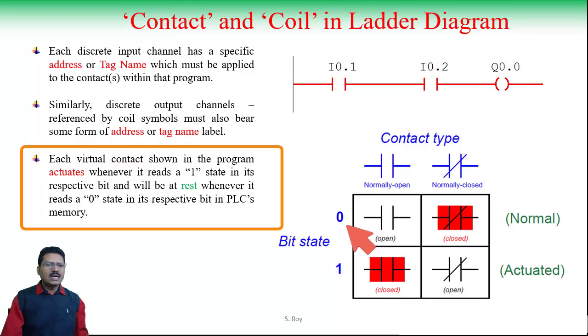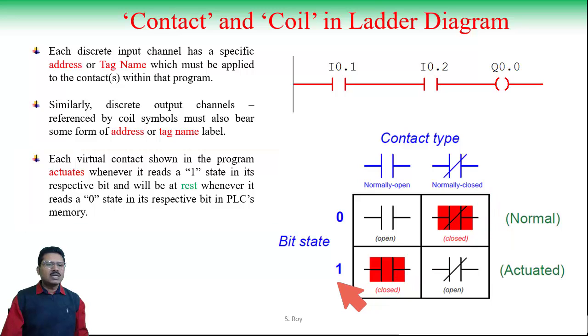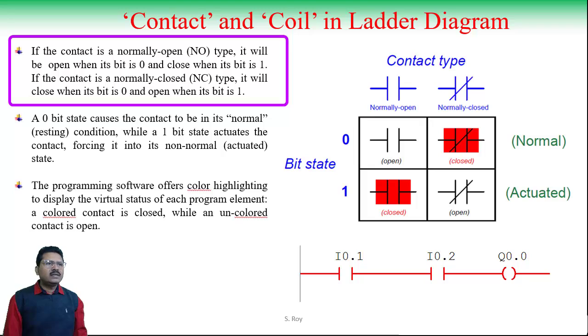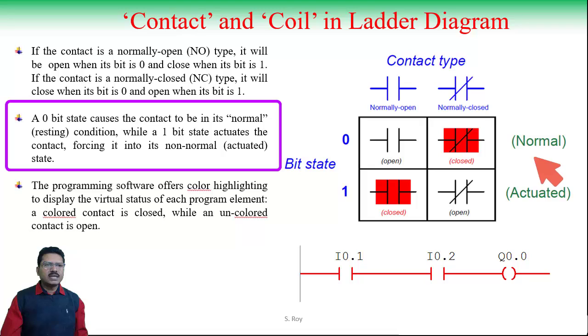So when 0 comes from the field, the contact will behave as it is: normally open will be open, normally closed will be closed. But when a logic 1 signal comes from the field, the normally open contact will behave as closed and the normally closed contact will behave as open. When 0 comes, the contacts are in their normal situation, and when 1 comes, the contacts are in their actuated nature. So if the contact is normally open type, it will be open when its bit is 0 and closed when its bit is 1. If the contact is normally closed type, it will be closed when its bit is 0 and open when its bit is 1. A 0 bit state causes the contact to be in its normal or resting condition, while a 1 bit state actuates the contact, forcing it into its non-normal or actuated state.